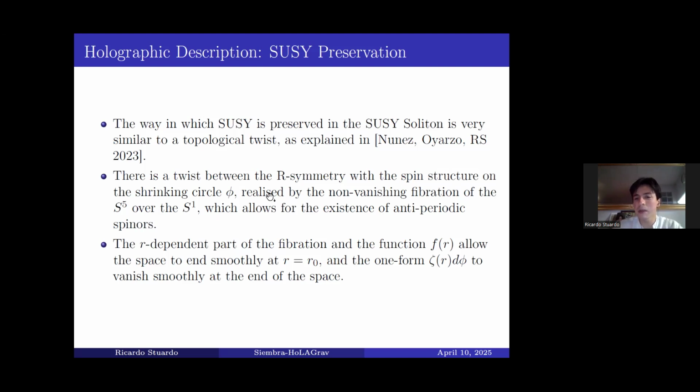And this same thing can be done for higher dimensional manifolds, and these things are called topological twists. And again, the point of the R-dependent part of the fibration is that the space ends smoothly at R equals 0. But I think the highlight is that the way in which supersymmetry is preserved is very similar to a topological twist, hence the name twisted circle compactification, because it's a twist in the sense of the topological twist.